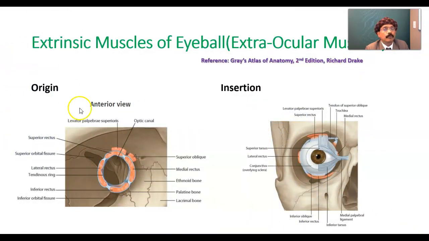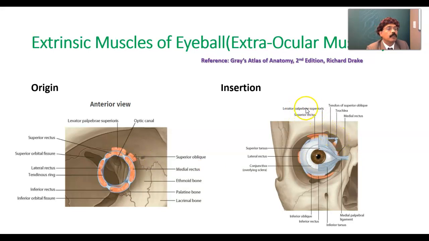So we got the origins. This is the tendinous ring of origin of the rectus muscles: medial rectus, lateral rectus, superior rectus, inferior rectus. This ring covers the optic canal, the superior orbital fissure, and the upper part of the inferior orbital fissure. Above that, we get the origin of the levator palpebrae superioris muscle, and above that, the origin of the superior oblique muscle.